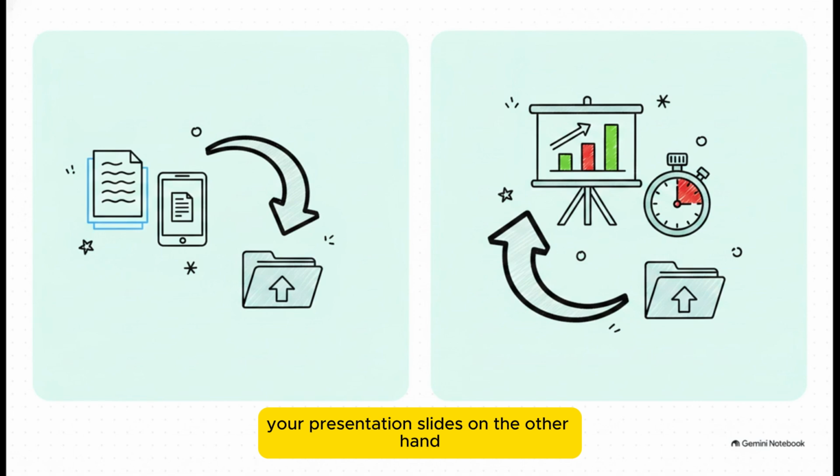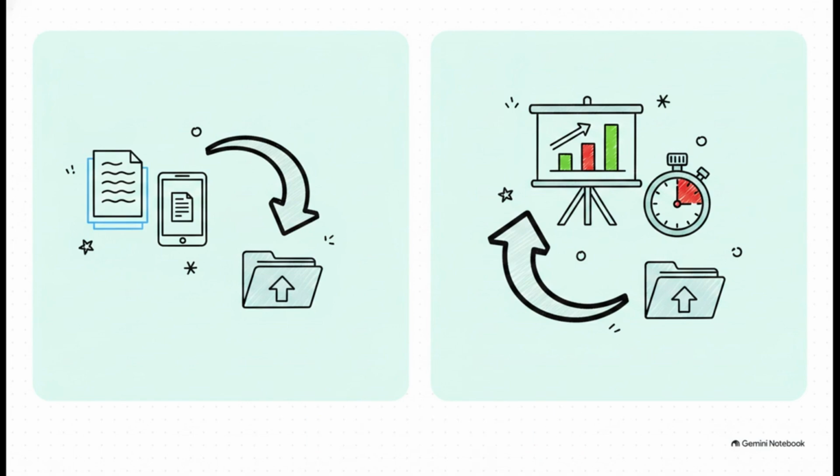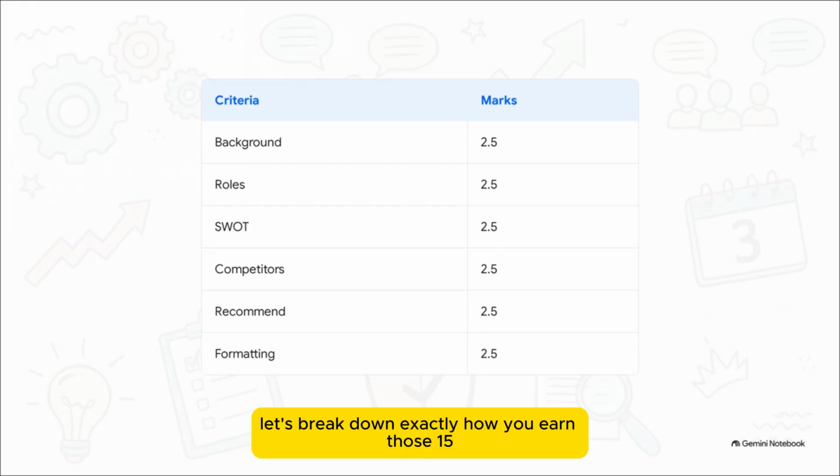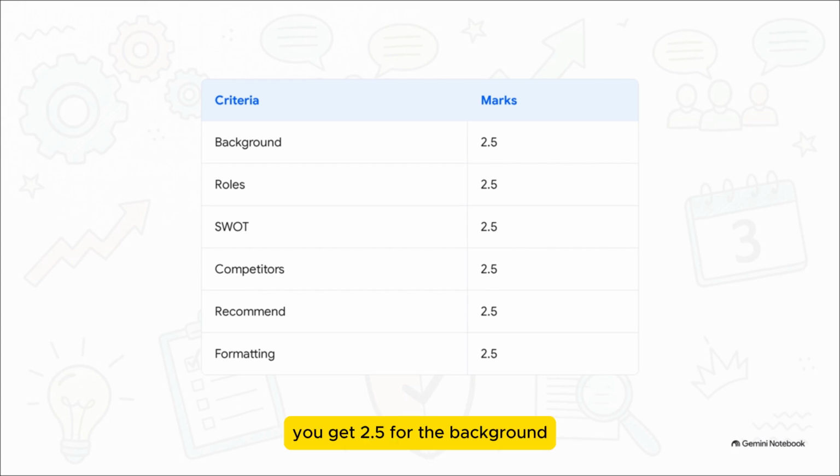Your presentation slides, on the other hand, the PPT file, are submitted strictly after you finish presenting, also via an MS Forms link. Finally, let's unpack Section 5, the grading rubric. Let's break down exactly how you earn those 15 report marks. They're sliced up evenly across 6 criteria, with each section maxing out at 2.5 marks. You get 2.5 for the background, 2.5 for managerial roles and functions, 2.5 for your SWOT analysis, 2.5 for competitor assessment, and 2.5 for your recommendations.